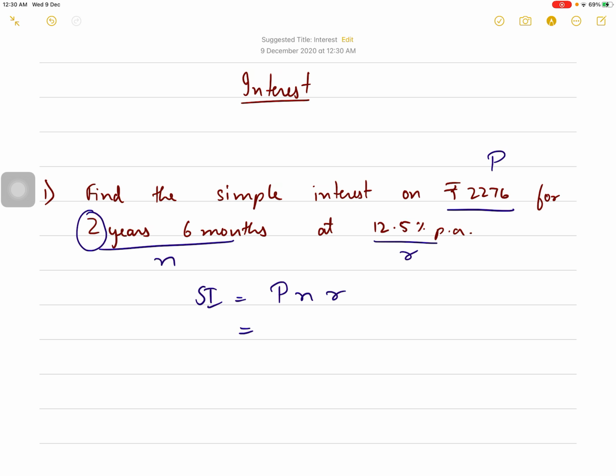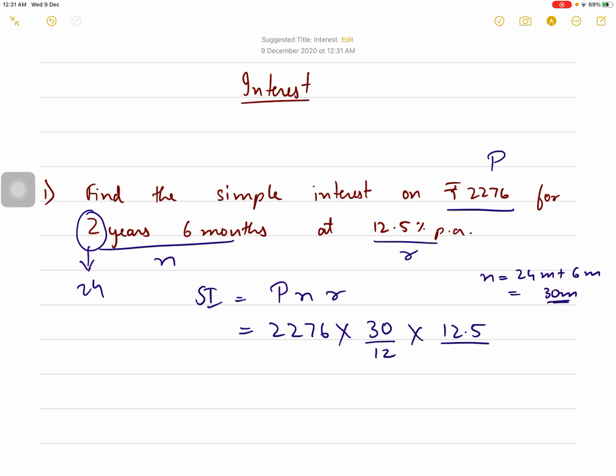N is 2 years 6 months, which means 2 years is 24 months. So 24 plus 6 would be 30, so 30 divided by 12. So N is equal to 24 months plus 6 months, which is 30 months. So P is 2276 into 30 months, so 30 divided by 12, into R. R is 12.5%, so 12.5 upon 100.